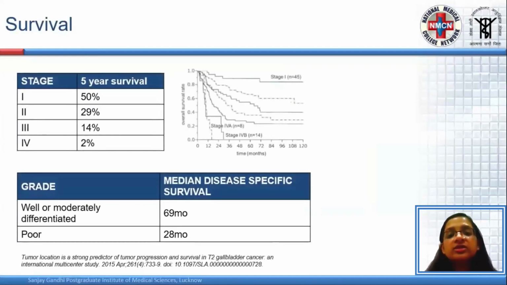Coming to the survival, which is according to the stage: if the patient presents to us in stage 1, there is 50% 5-year overall survival. If it comes in stage 2, then the 5-year survival is around 29%, which drastically decreases. In stage 3, it is 14%, and stage 4 is only 20% 5-year survival. If we look at the grading, for well and moderately differentiated, the median disease specific survival time is 69 months, and if it is poor grade, then it is only 28 months.